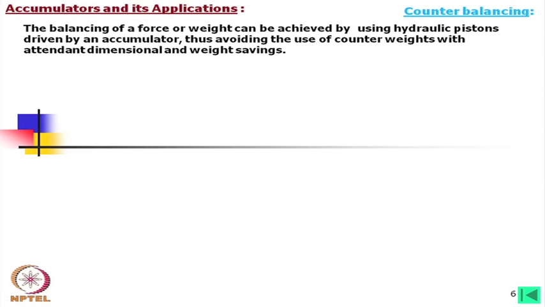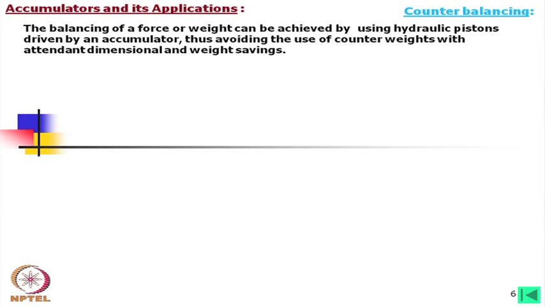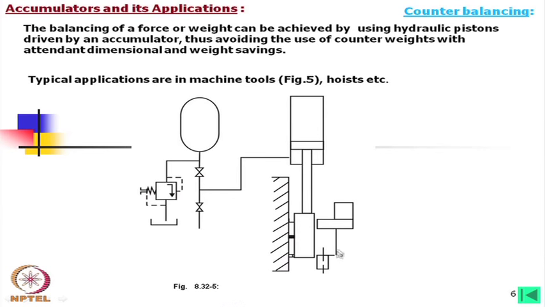Now, for counterbalancing, earlier we have learned that counterbalancing systems can be designed using pressure control valves. However, to some extent, if we use an accumulator, then similar performance is also available. This is not for very large loads, only small loads, and maybe small strokes. Now, how does it work? The balancing of a force or weight can be achieved by using hydraulic pistons driven by an accumulator, thus avoiding the use of counterweights, with attendant dimensional and weight savings. Now, this system looks like this.